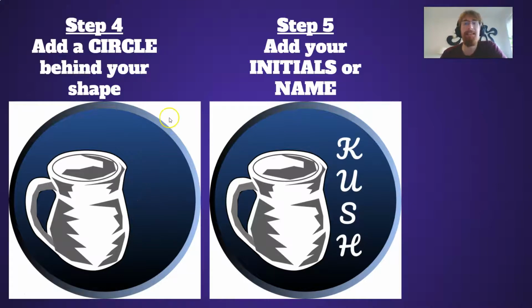And then last but not least, step number 5 is just adding your initials or your nickname inside using the type tool. So with that, I'm going to get into Gravit. You can either stop this video, jump in and start working, or you can just watch this time lapse. I'm going to speed up the time just to keep this video under 7 minutes.